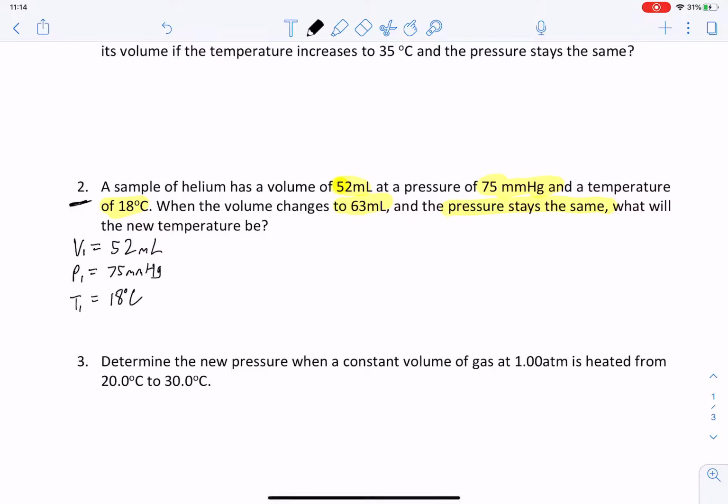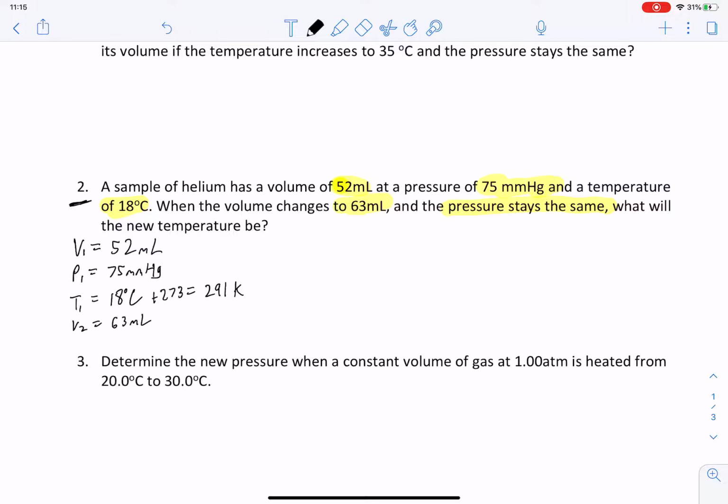We need to convert that into Kelvin for gas law problems by adding 273, which will get us to 291 degrees Kelvin. In the next half, when the volume changes to 63 milliliters, that is our new volume in this system, so that's going to be our V2. And then it says the pressure stays the same. That's important because that's telling us the pressure is a constant variable and it will not be impacting the equation. So we're actually not going to need pressure in this problem.